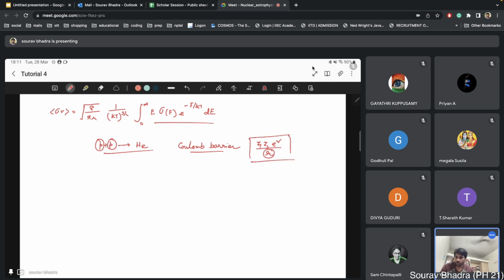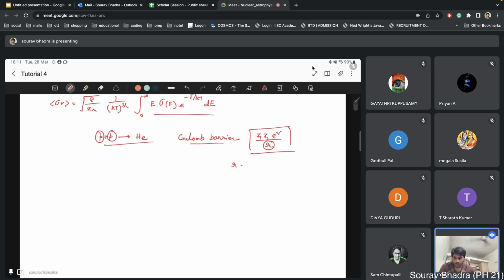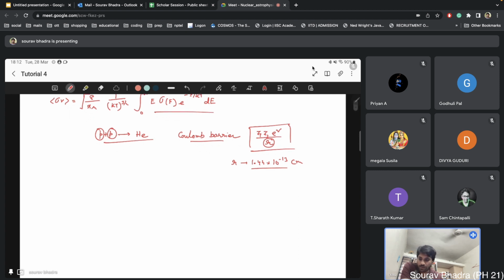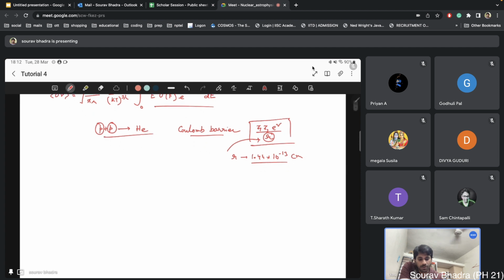If you calculate it with the R value of 1.44 times 10 to the power minus 13 centimeter, you can see that is of the order of nuclear radius. So if two protons are coming closer and their distance is this much, 1.44 times 10 to the power minus 13 centimeter, then they will go through the fusion and create helium. If you calculate the potential at this particular distance, just replacing the R here, the potential will be 550 keV.